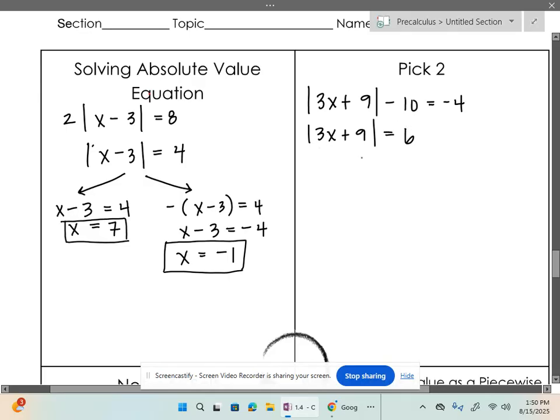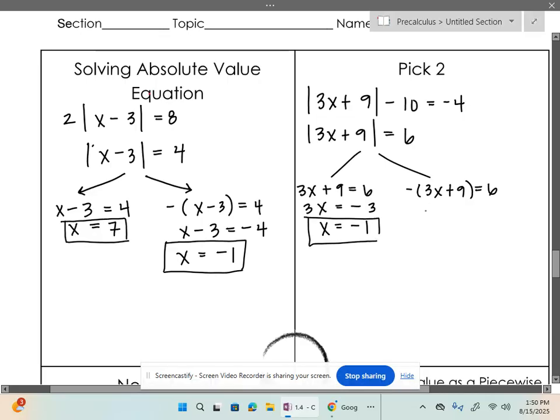Yeah, okay, so now we'll do the thing where we split it apart. This will be 3x plus 9 equals 6, and this will be -3x plus 9 equals 6. And so here I'll have 3x equals, this will be -3, so x equals -1 for one solution. And then here we'll divide out that negative on both sides, giving us a -6. Then we'll subtract 9 from both sides, giving me -15. And then x will equal -5.